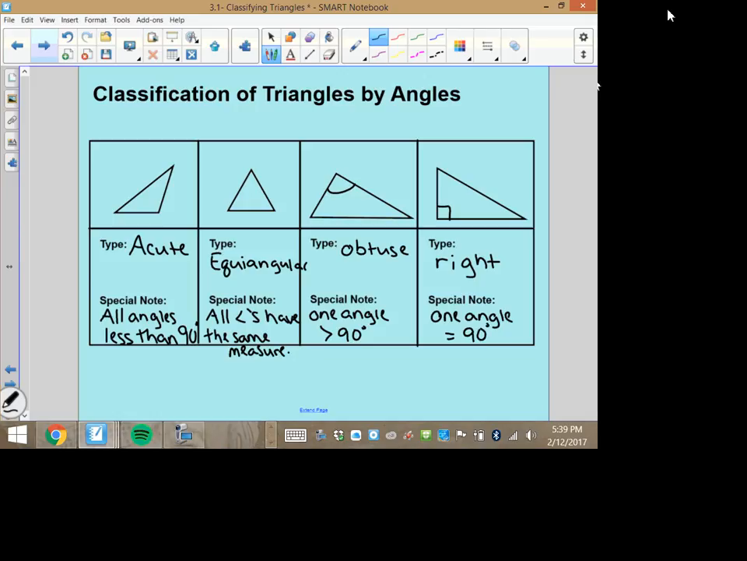So again, we have acute, which is all angles less than 90, equiangular, which is all angles have the same measure, and all of those are 60 degrees. We have an obtuse, where one angle is greater than 90, and a right, where one angle equals 90.